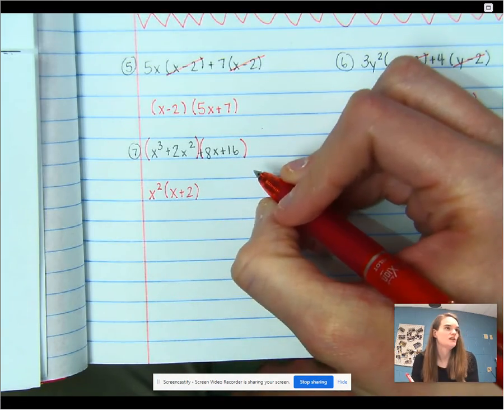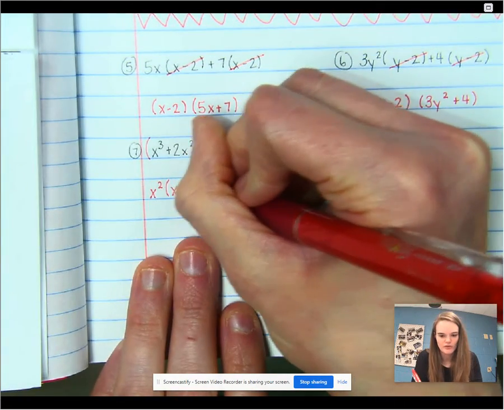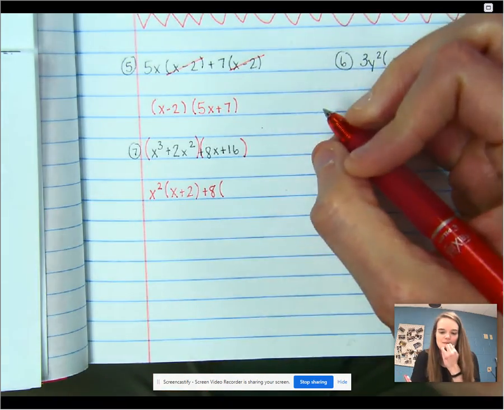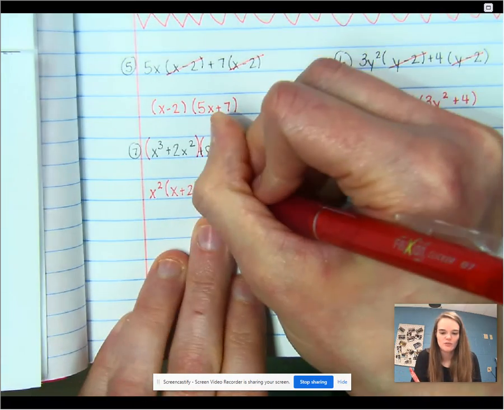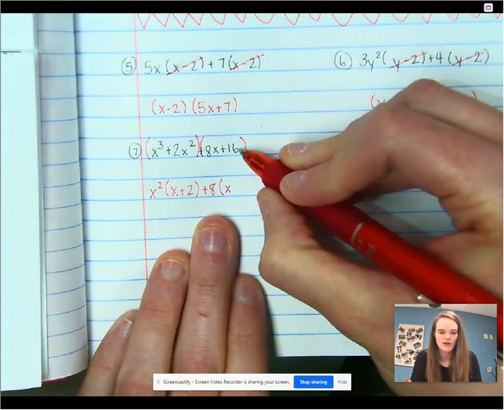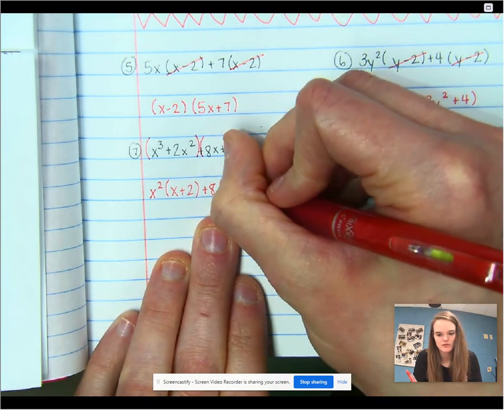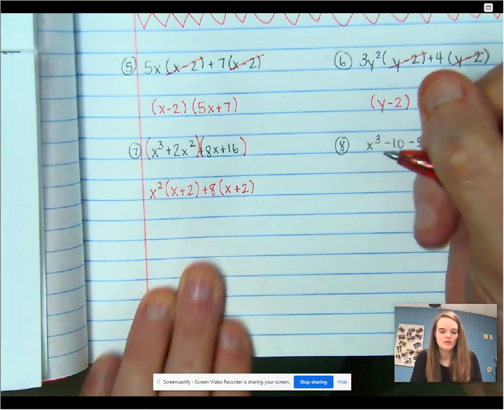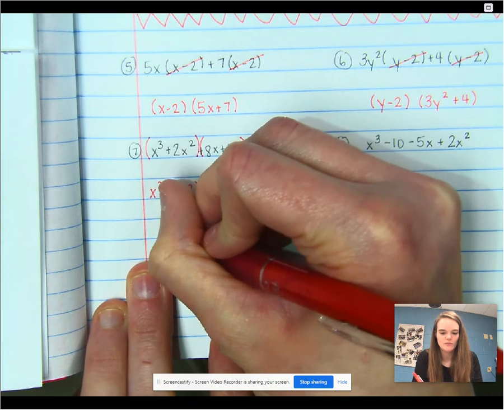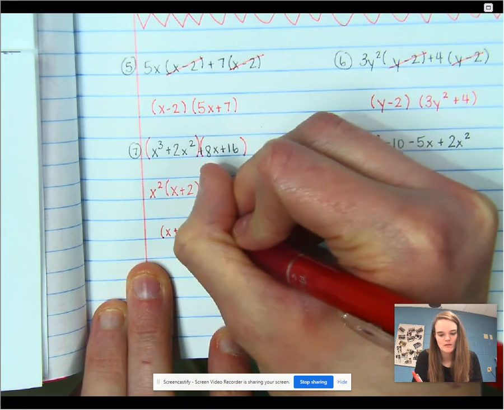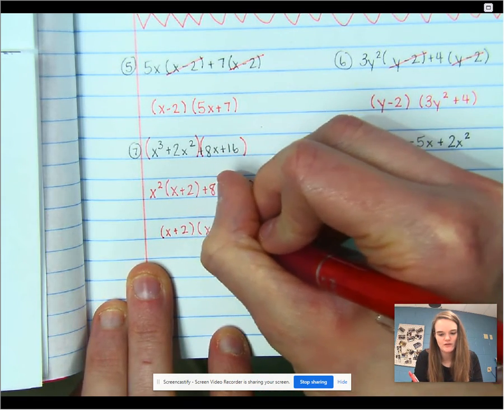8 and 16, I can take an 8 out of that. So plus 8. 8 divided by 8 is just 1, which just leaves the x. 16 divided by 8 is 2. So now, write down x plus 2 and x squared plus 8, since that's what's left over.